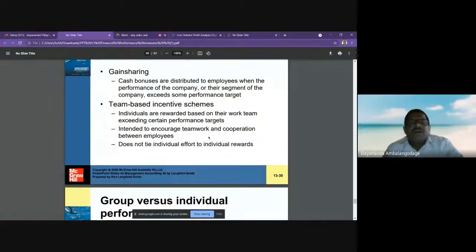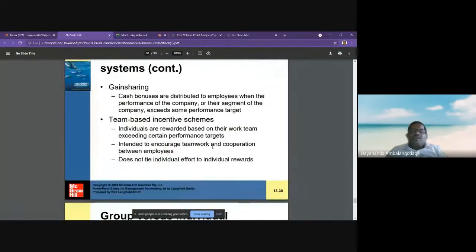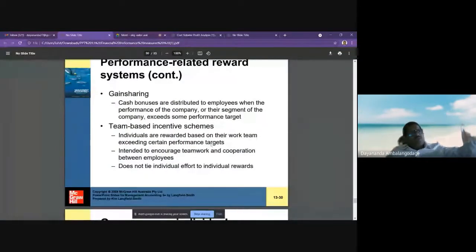Likewise, team-based incentive schemes: individuals are rewarded based on their work team exceeding a certain performance target. Intended to encourage teamwork and cooperation between employees, it does not tie individual effort to individual rewards. When you say team efforts, certain employees can really be idle. That is the disadvantage. So the effort of the individual and the rewards are not equal. But when you get individual rewards, you put in the effort, you get the reward.